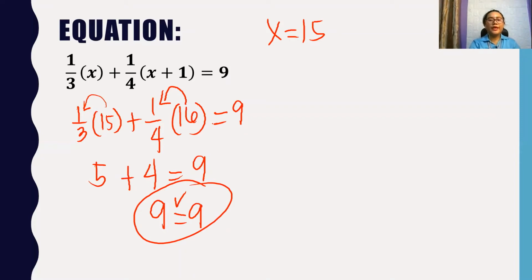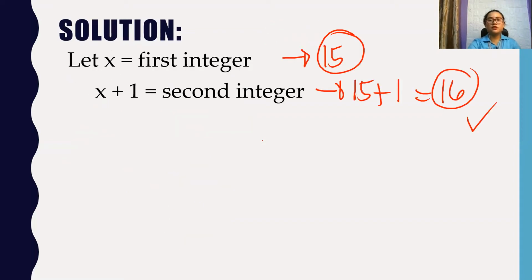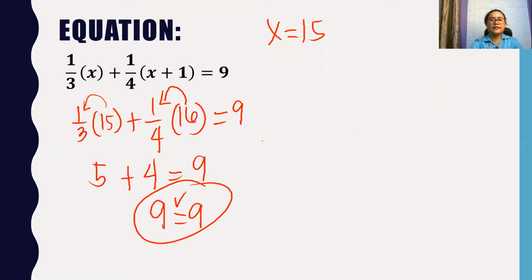Therefore, we get the correct answer as the two consecutive integers are 15 and 16. All right, so the final answer is the two consecutive integers are 15 and 16. Okay, you can write it down through a statement or you can write it down there.